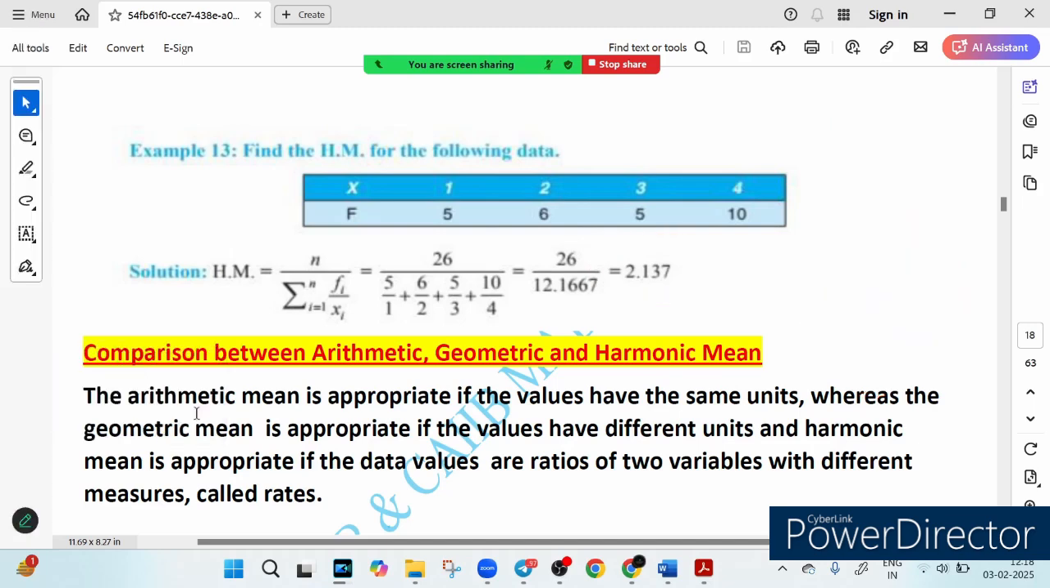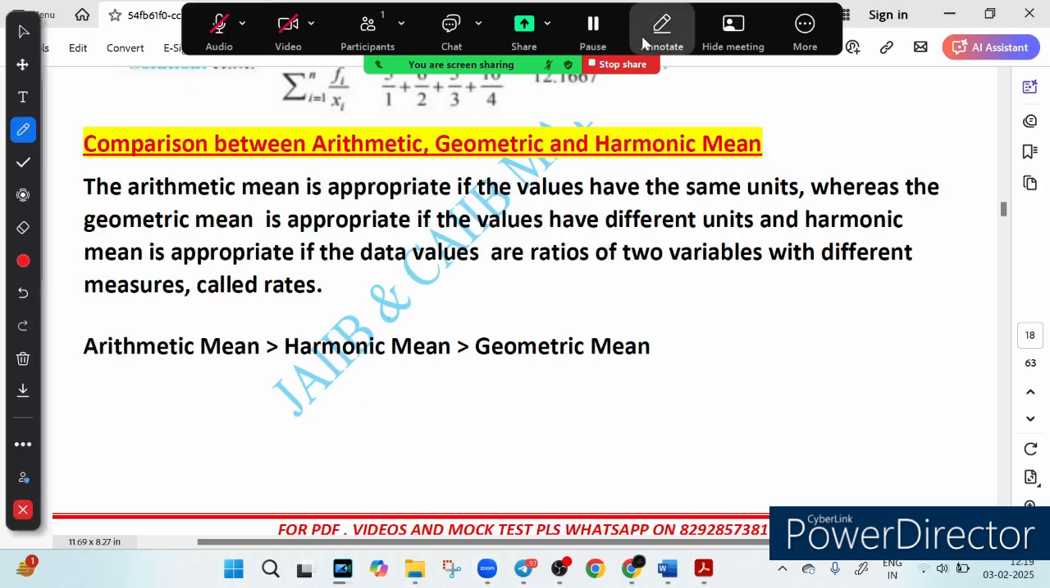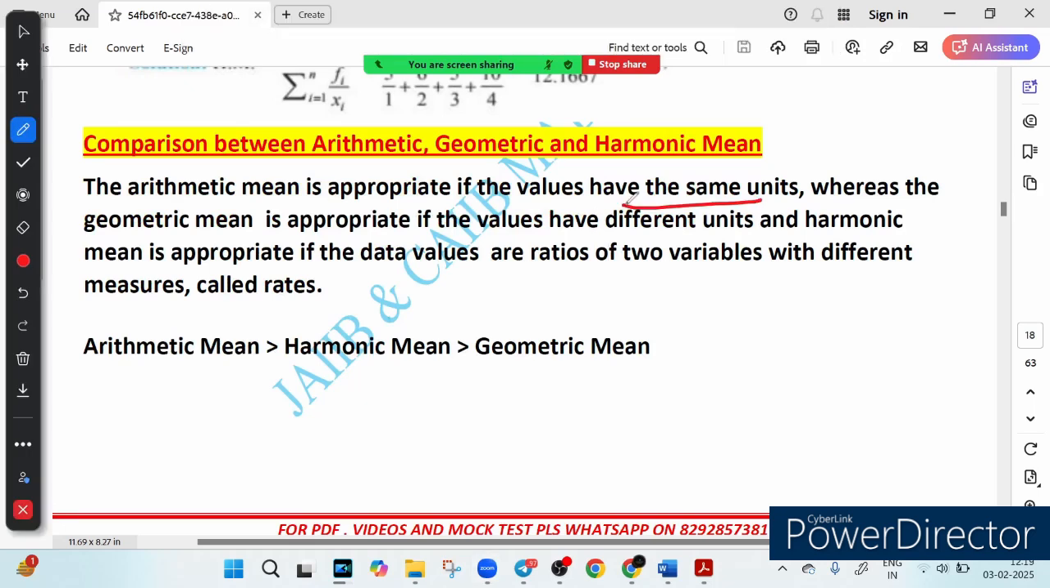Now let's compare. You know that arithmetic mean is appropriate if the values have the same unit. Like suppose you are comparing kilometers, then you can use it. Or you are comparing speed, that is a ratio. So the main thing is that the values have the same unit.